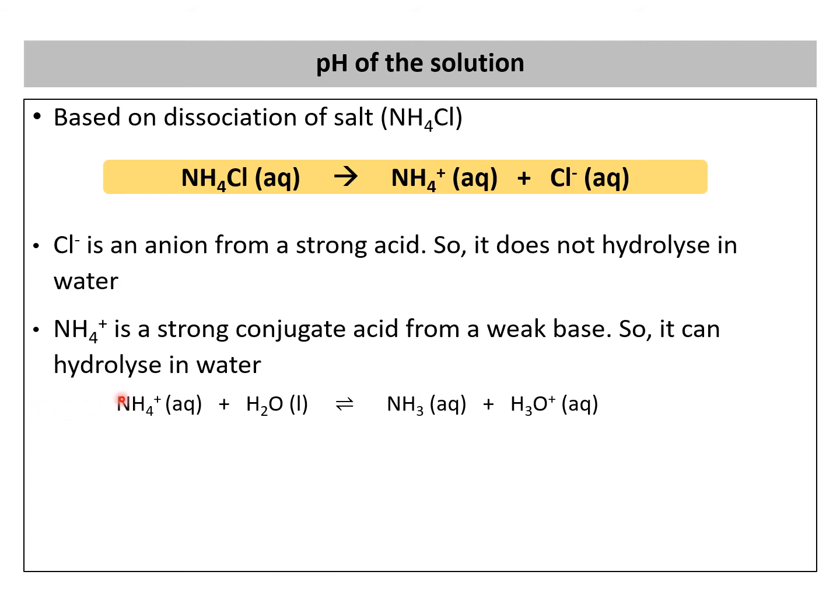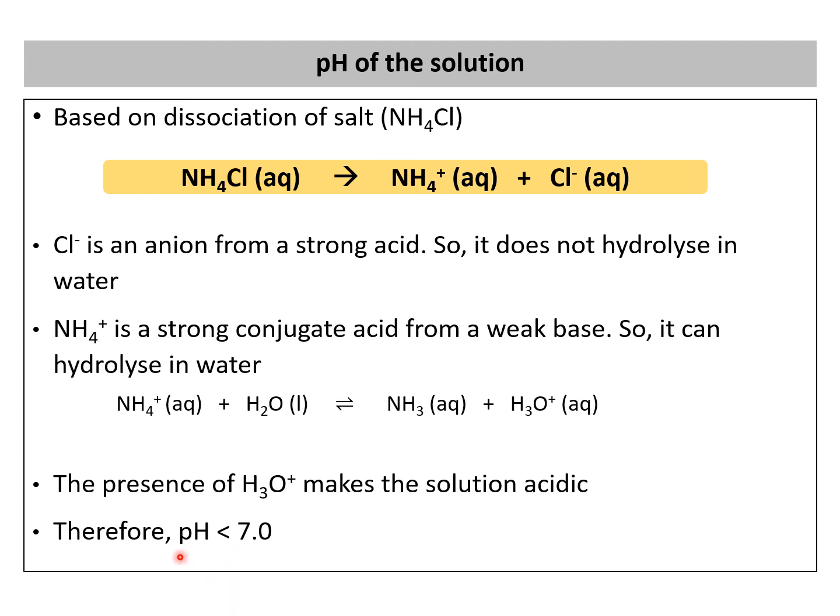So, tulis equation hydrolysis. NH4 plus tambah H2O in equilibrium with NH3 and H3O plus. So, dekat sini, kita nampak kita hasilkan H3O plus. So, ini adalah bukti awak yang menunjukkan NH4Cl is an acidic salt solution. So, the presence of H3O plus makes the solution acidic, refer kepada salt solution dekat sini. So, therefore, the pH at equivalence will be less than 7.